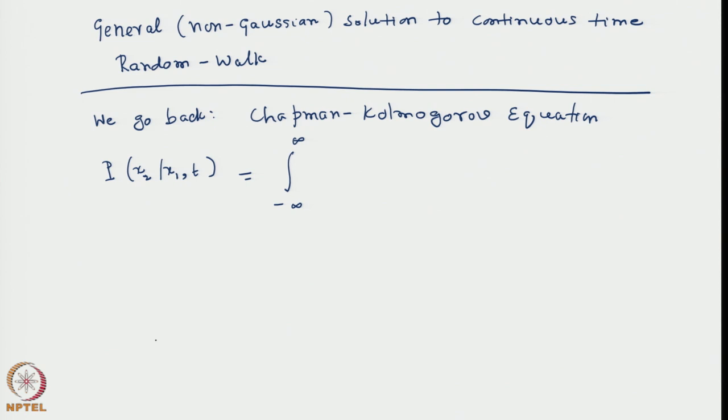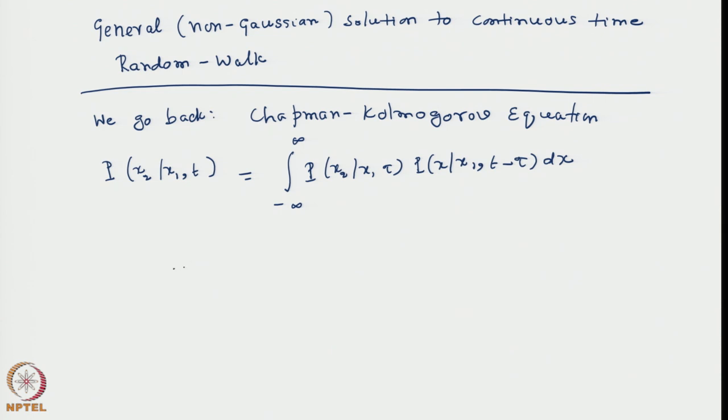via the Markov assumption, by the Chapman-Kolmogorov equation, which says it is the probability that it has come to x2 from some point x in a time tau, where it had come to x from the original point x1 in the time t minus tau, integrated over all possible values of x. So, this is the Chapman-Kolmogorov way of writing the Markov transition process for continuous variables via integral formalism.